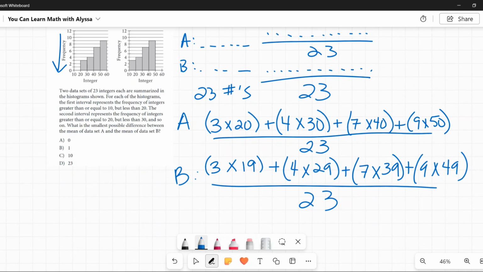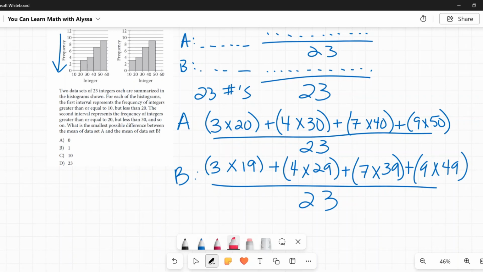Now, there's 2 ways that you can do this. They are both right. One is a lot faster, but if you don't see this, it's okay. You can do it the longer way. Don't worry about it. If you get this problem on the test and you're like, oh, I didn't see the shortcut, it's fine. Totally fine.